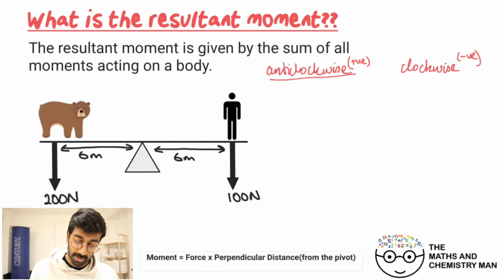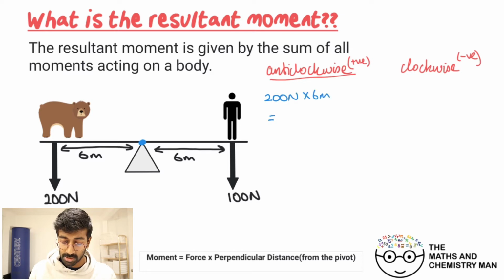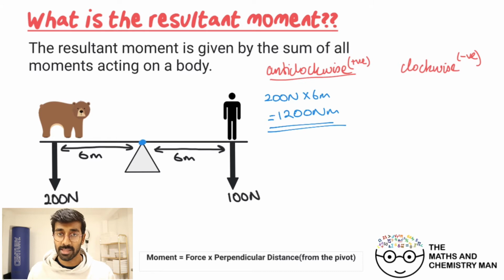So the pivot point is obviously this bit in the middle. So I'll just highlight that in blue there. And now the distance of the bear from the pivot is 6 meters. So to work out the moment created by the bear, we would just do the force, which is 200 newtons, times by 6 meters. And that's going to give us 1,200 newton meters. Now, because that's in the anti-clockwise direction, I'll leave it like that. You can put a positive sign next to it if you wanted to. So we can put it as positive 1,200 newton meters.